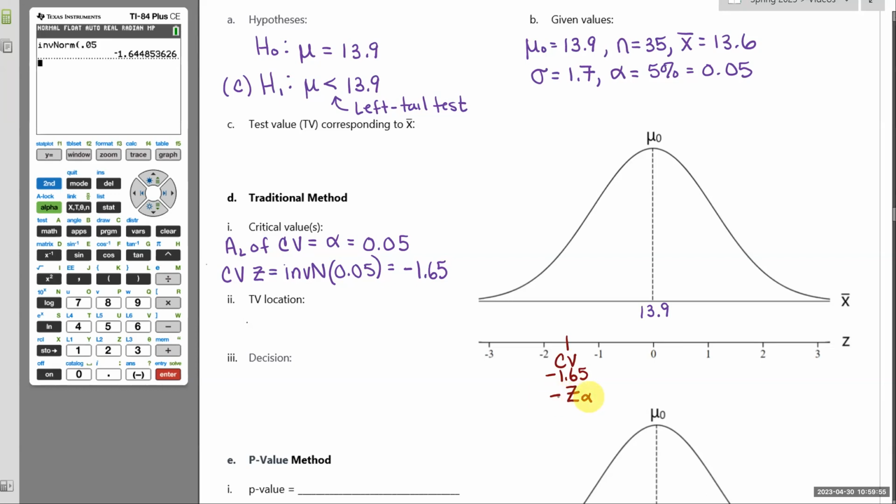You do not need to use this notation for me. We can just label it CV for critical value, but you may see that on Alex, and I just wanted to explain why they're doing that. So lovely notation, but we'll just say critical value.